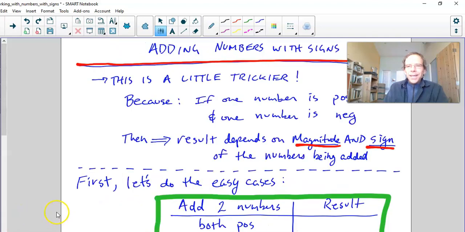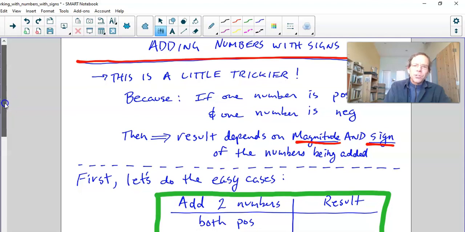The next bit is a little harder to do. This is where we're going to be adding numbers with signs. Okay? The reason that adding is trickier is if one number is positive and one number is negative, the end result's going to depend on the magnitude and the sign of the numbers being added.